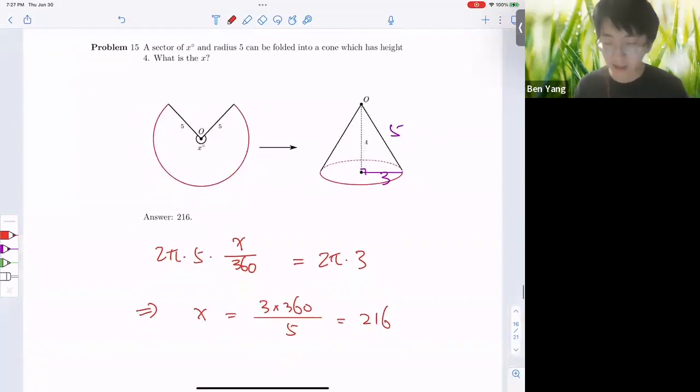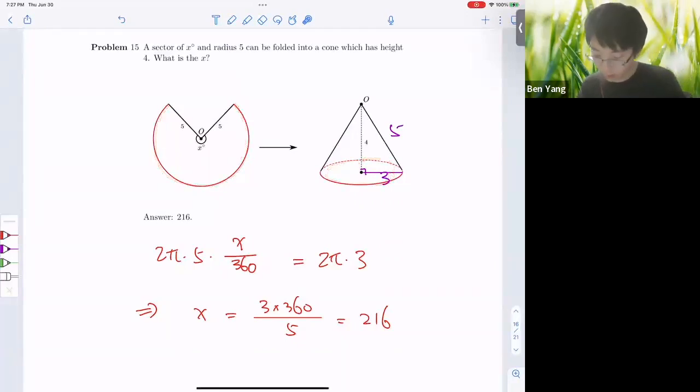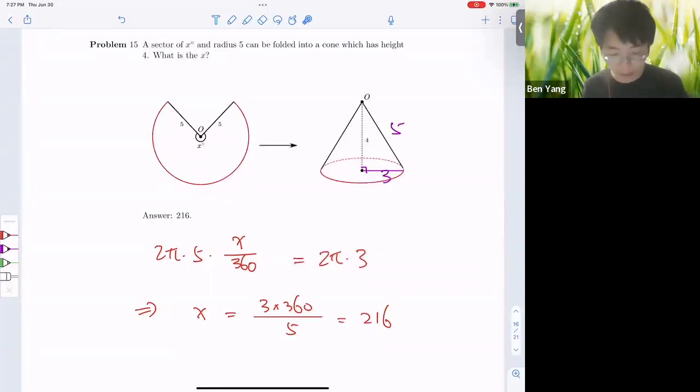Cool. Just keep in mind that whenever you make a cone from a sector, the key is to look at the arc here and also the circumference of the base circle. All right, that's problem 15. Let's move on.